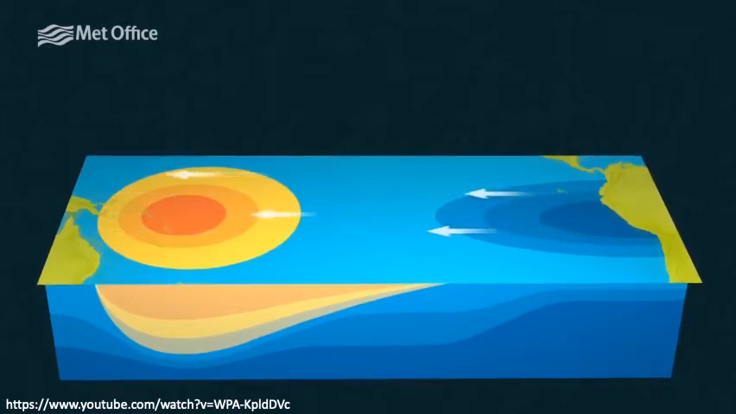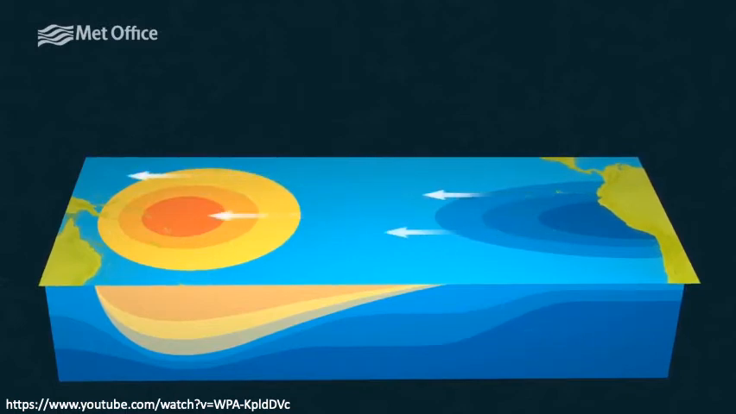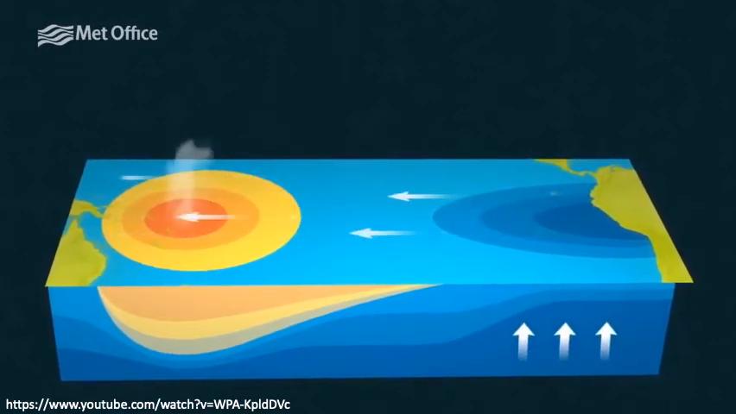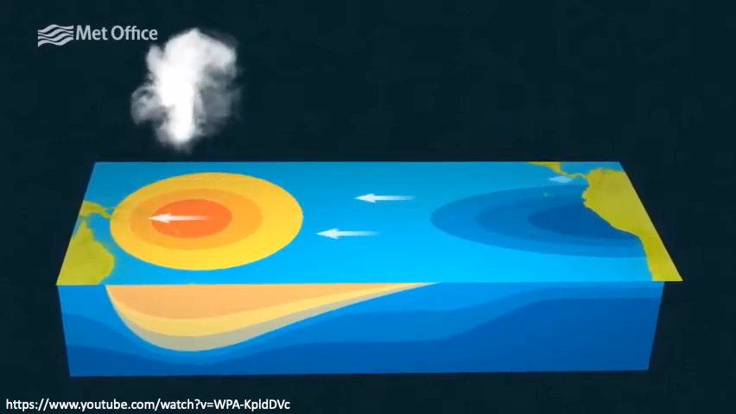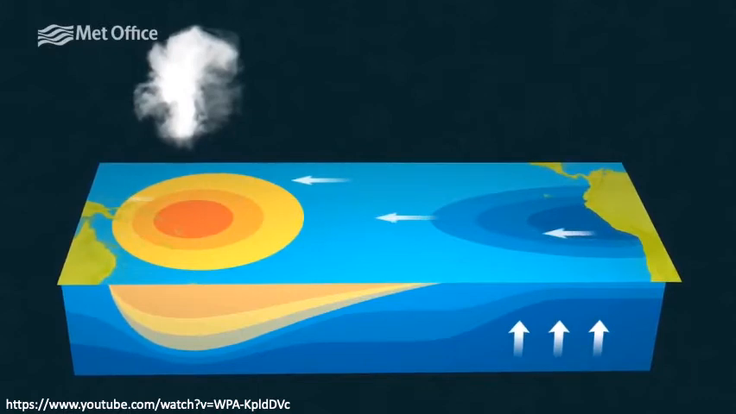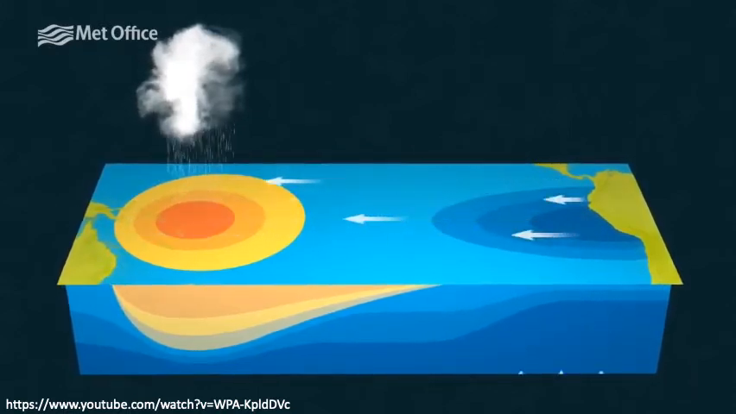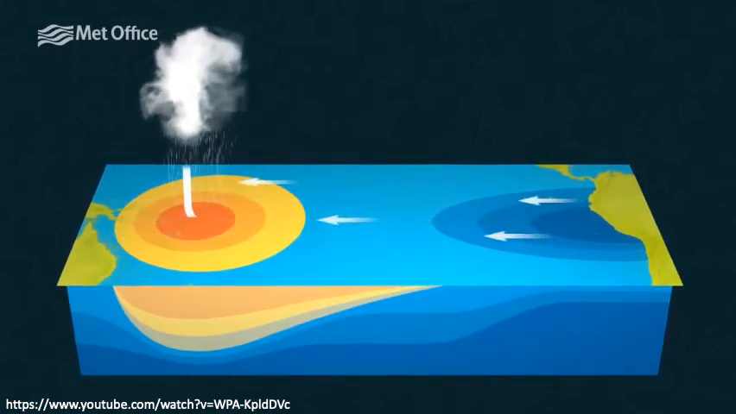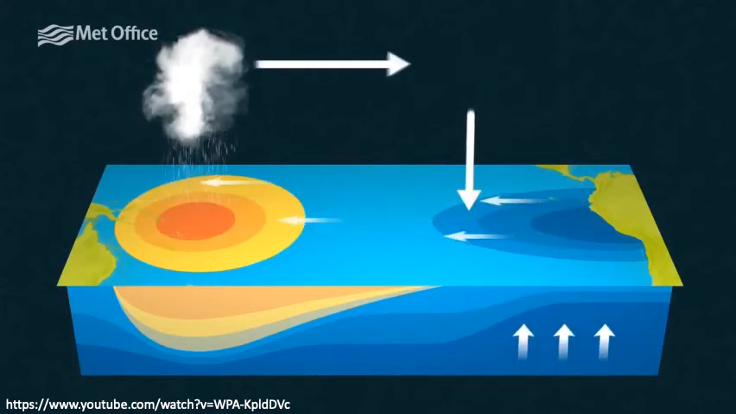Warmer water adds extra heat to the air, which causes the air to rise with more vigour, and it's this rising air that creates an area of more unsettled weather, with more cloud and rainfall. That rising air in the west sets up atmospheric circulation across this part of the world, with warm, moist air rising on one side of the ocean and cooler, drier air descending on the other.